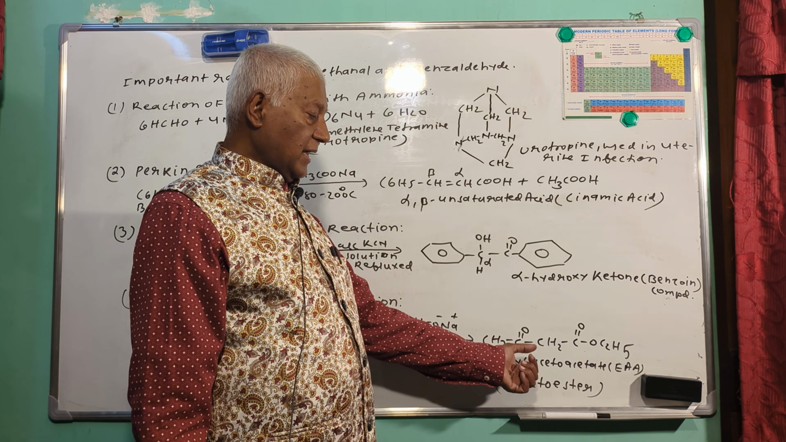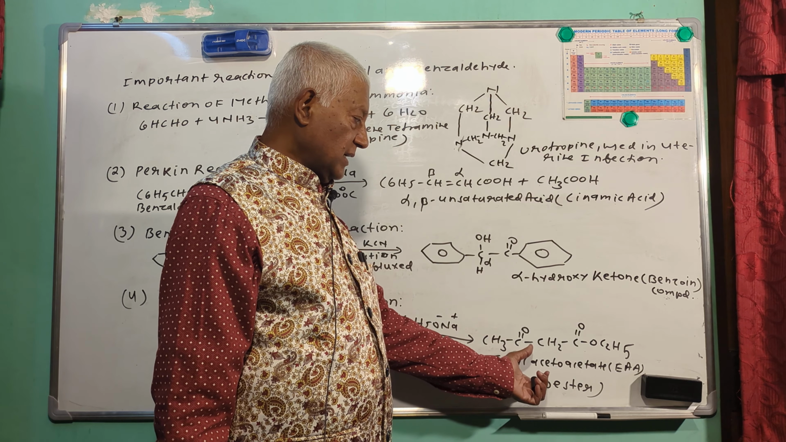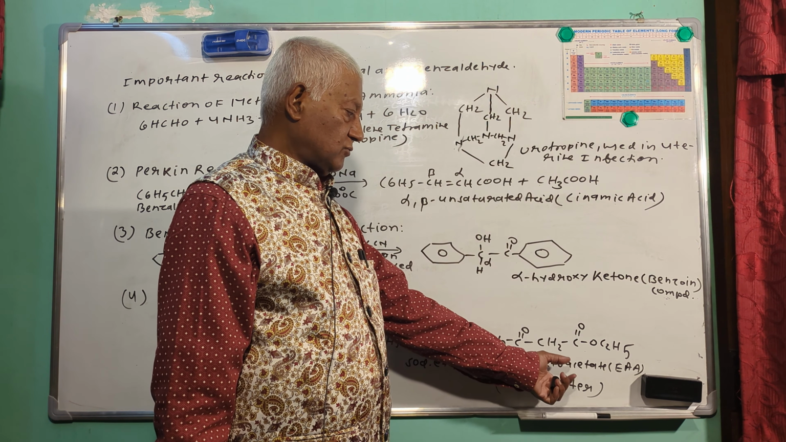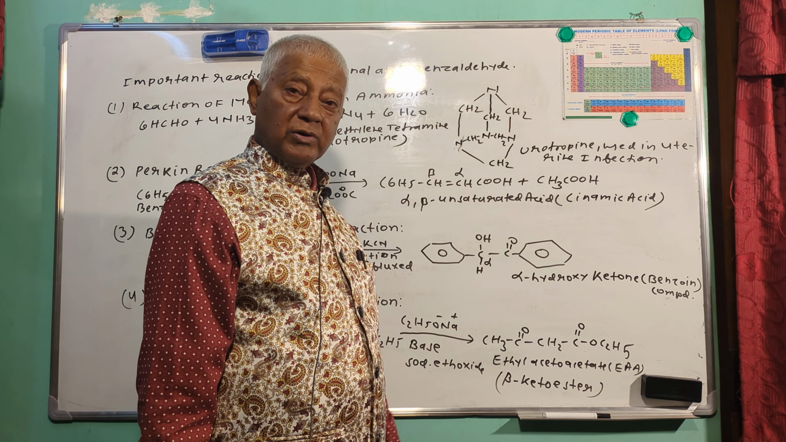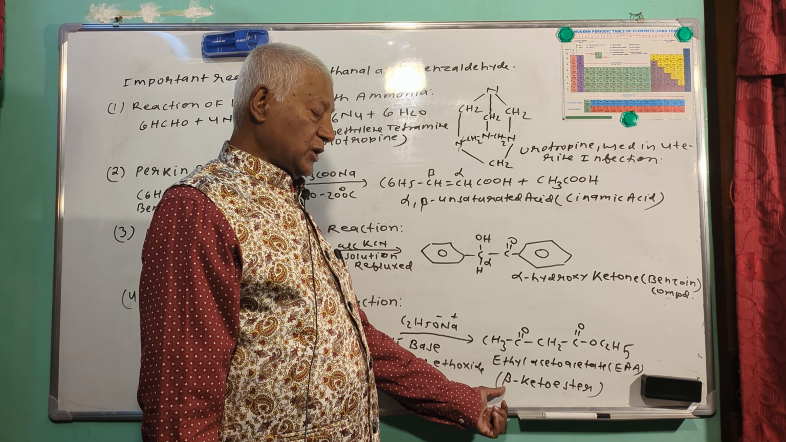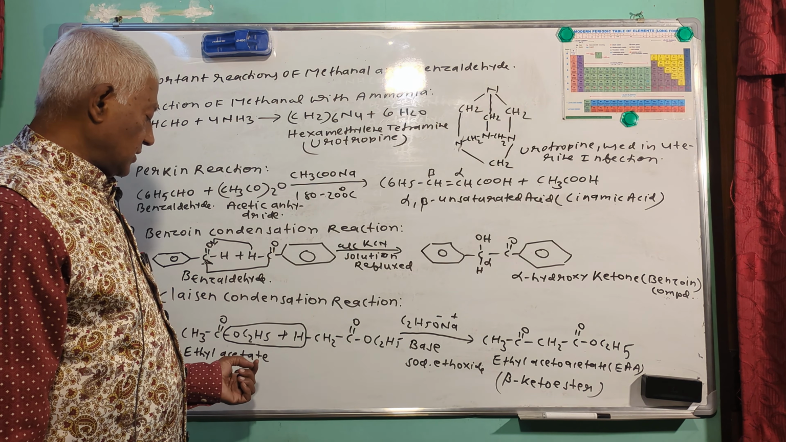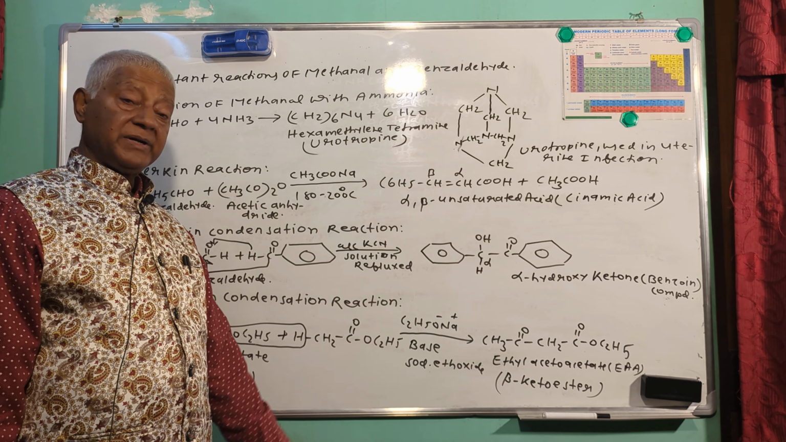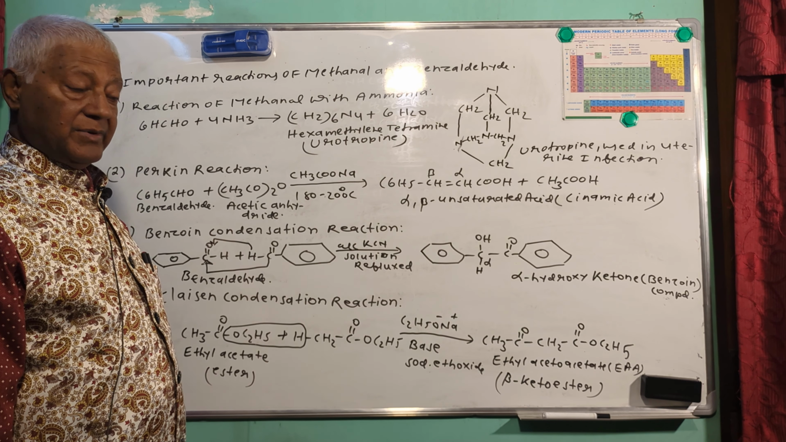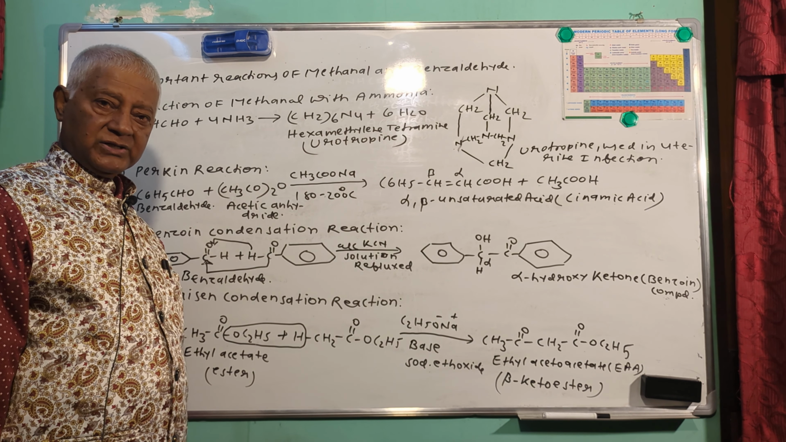So what is the name of this compound? C2H5 means ethyl, CH3CO means aceto, so ethyl acetoacetate. That is also known as a beta keto ester. Sometimes they ask you how you can convert ethyl acetate into a beta keto ester. Very, very important and generally asked in examinations. So all are very important for examination.